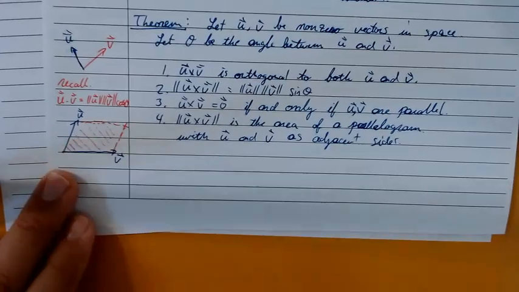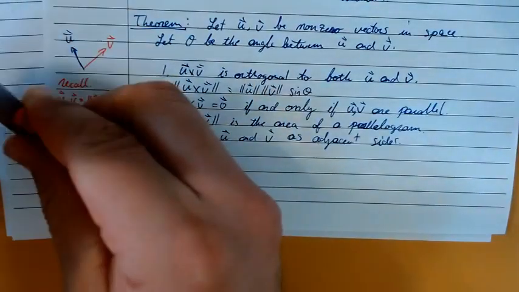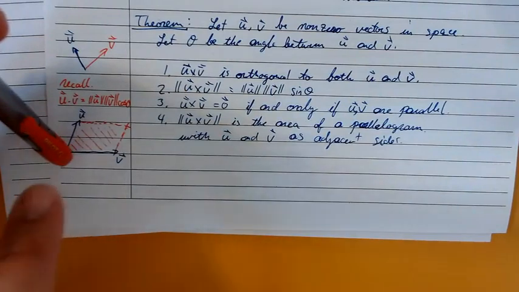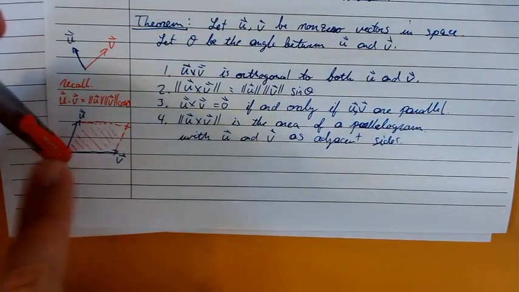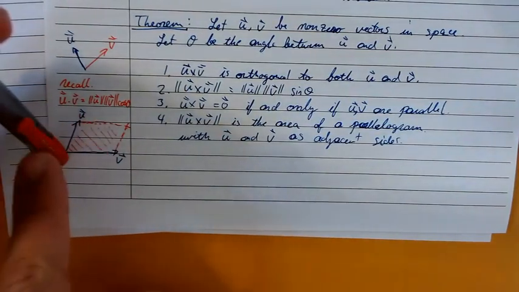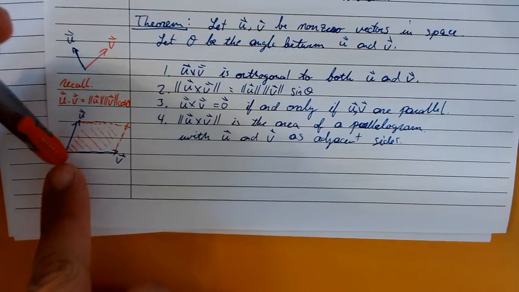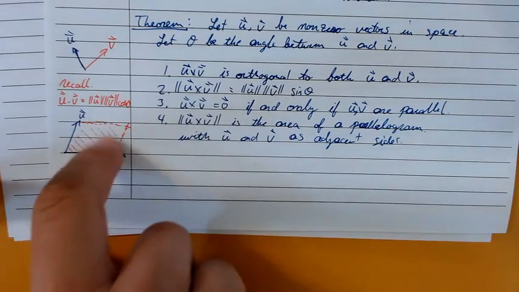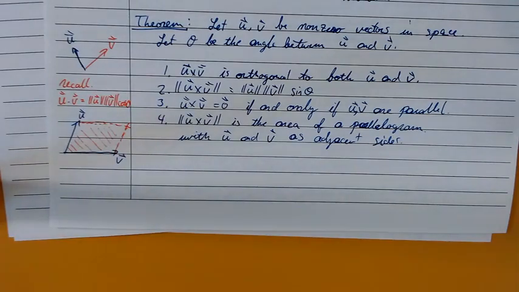So find me the cross product. That's a line that sticks straight out, right? It's a line that sticks straight out, perpendicular to either of those. How long is that? How long is this? Oh, it's 16 units long. Well then this area is 16 square units.